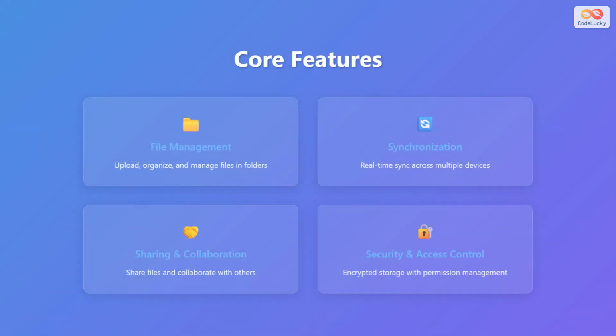Let's discuss the core features of a file storage system. First, file management. Users should be able to easily upload, organize, and manage their files within folders. Next is synchronization. The system should provide real-time synchronization of files across multiple devices. Sharing and collaboration. Users should be able to share files and collaborate with others seamlessly. Finally, security and access control. The system must ensure encrypted storage with robust permission management to protect user data.